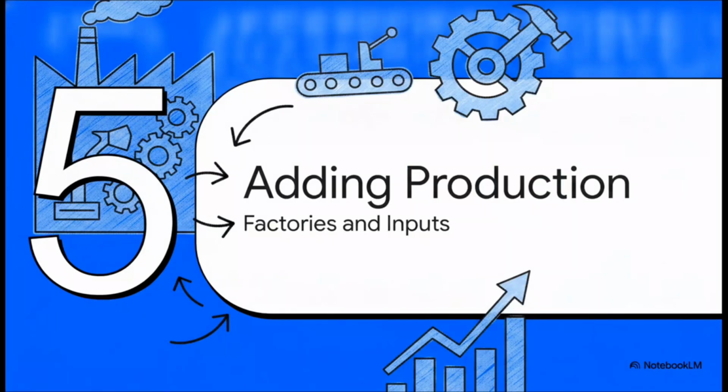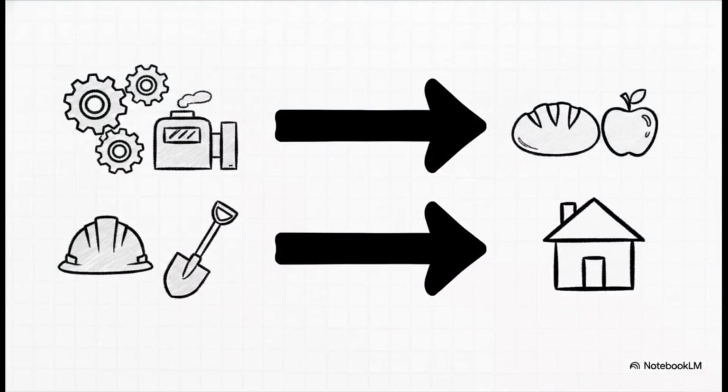All right, on to Section 5, adding production to the mix. So now that we've mastered our pure trading economy and proved it works mathematically, it's time to shift gears. We're stepping into a much more realistic world where goods aren't just traded, they actually have to be manufactured. To do this, we're upgrading the model. We're adding two key inputs, capital, which we represent with a K, and labor, represented by an L.